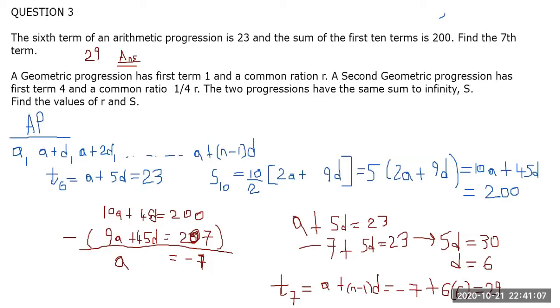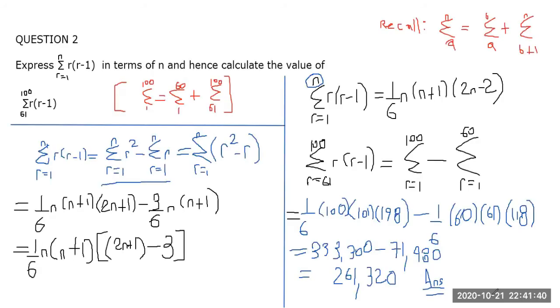So the first geometric progression has a first term of 1. What I like to do is write first GP, the first geometric progression. They tell me that it has something, and then we have a second GP, a second geometric progression. So I'm just writing down the information that they give us about the first and the second geometric progression.